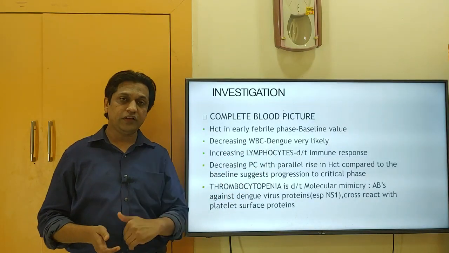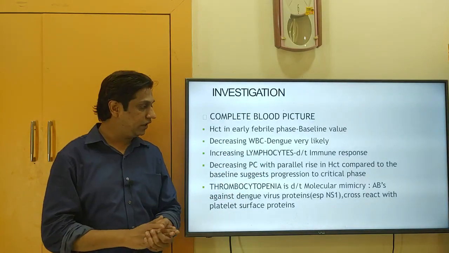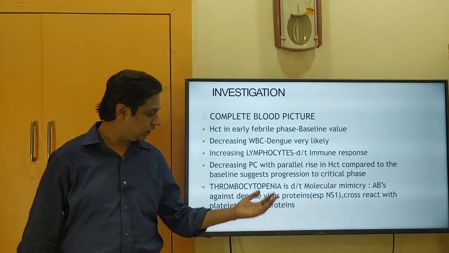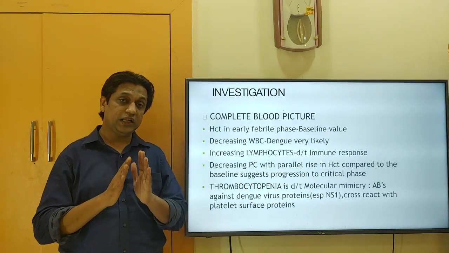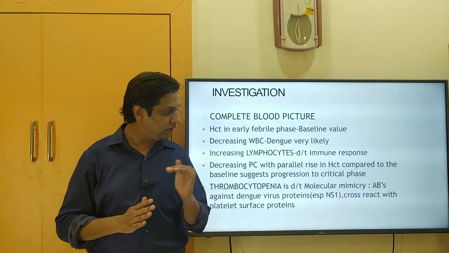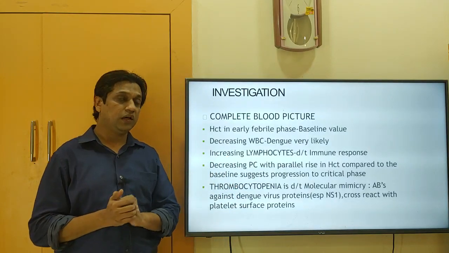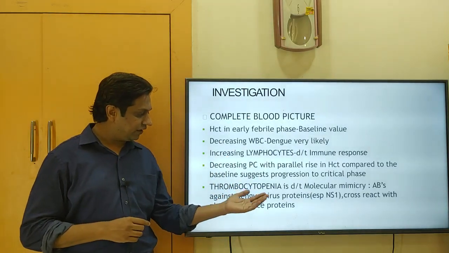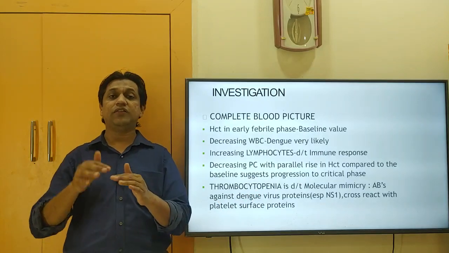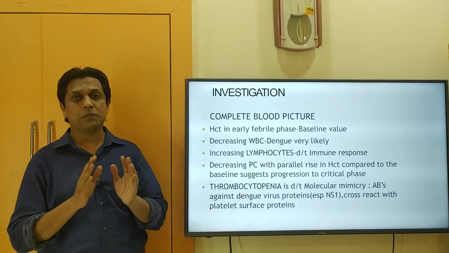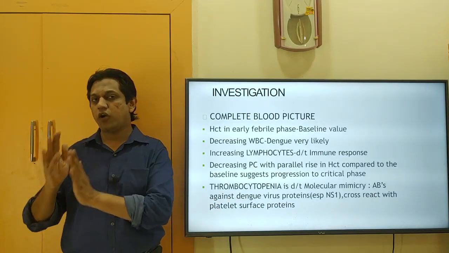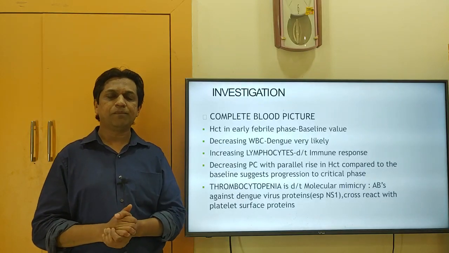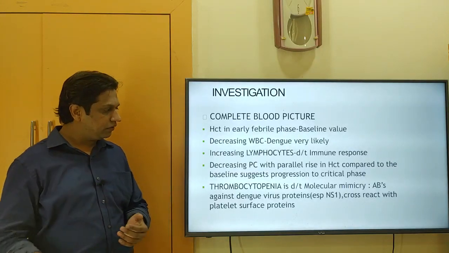Like there will be decrease in the platelet count and simultaneously there will be rise in the hematocrit compared to the baseline. So it indicates that the disease is in the progression to the clinical critical phase. Okay, so classically we see the thrombocytopenia, that is decrease in the platelet count. So normal platelet count will be around 1.5 to 4 lakh cells per cubic millimeter of the blood. So it will be less than the normal.